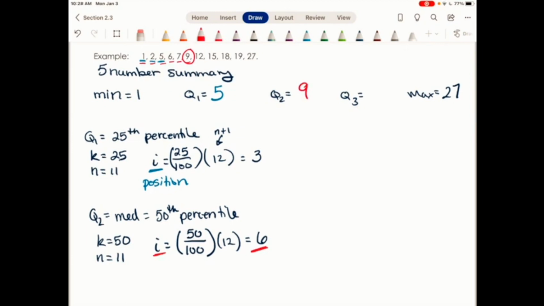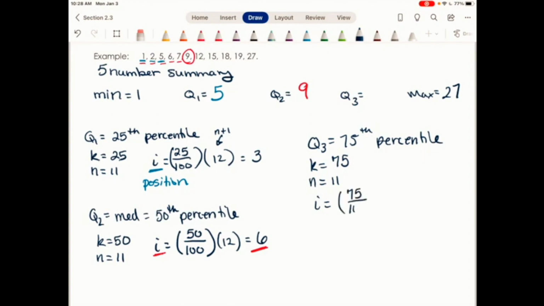Now let's do Q3. Q3 is the 75th percentile, which means when I use my formula, K is going to be 75, N is still 11 because I'm using the same data set. And so when I go to find my position, I is equal to 75 over 100 times 12. And that's going to give me 9.